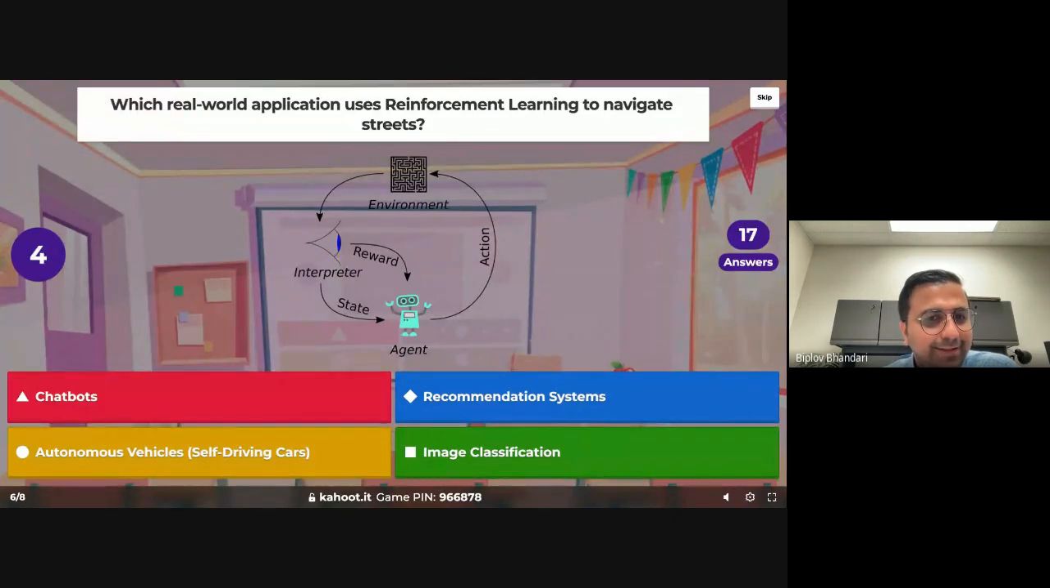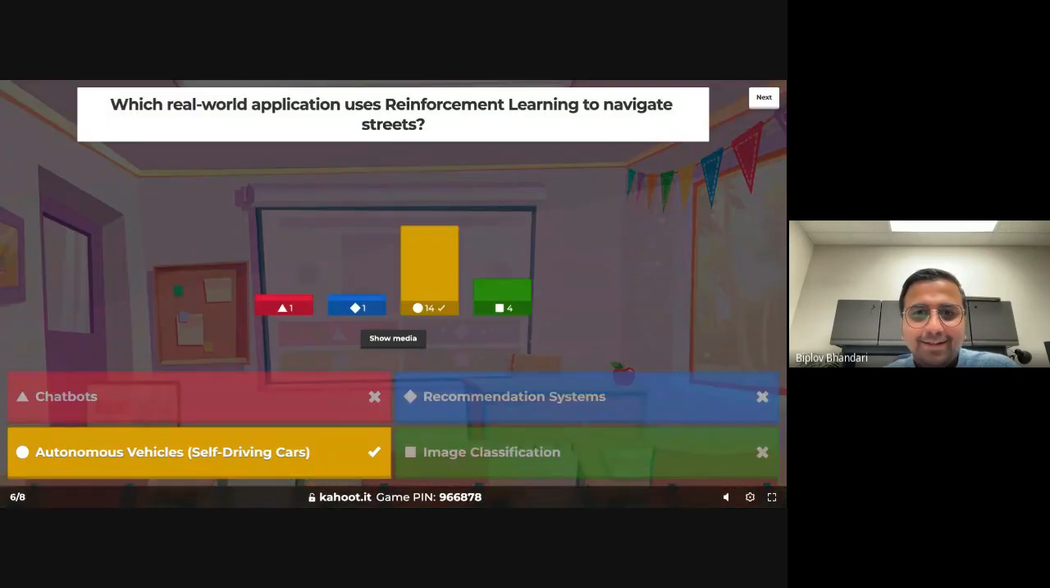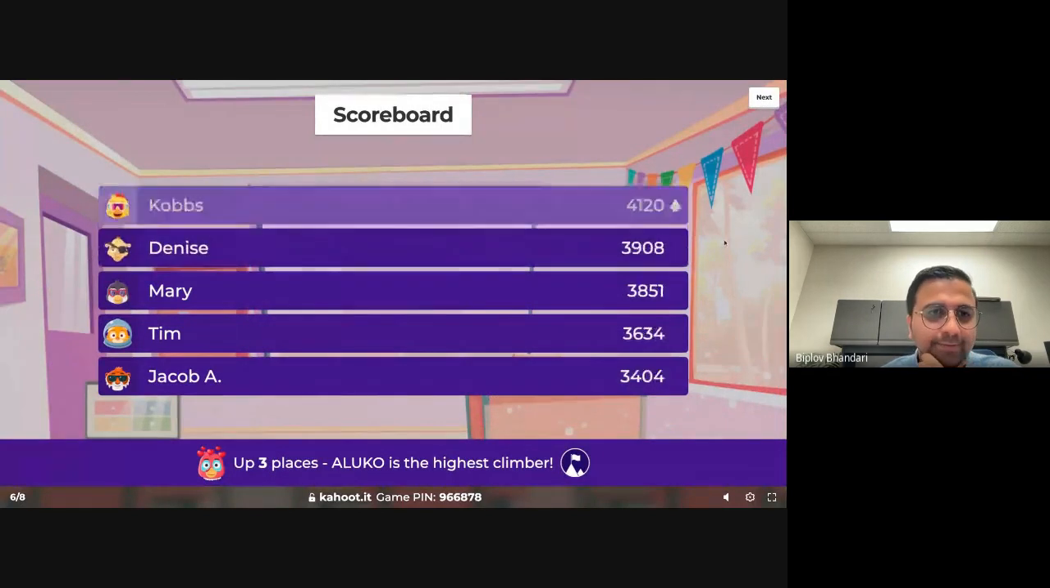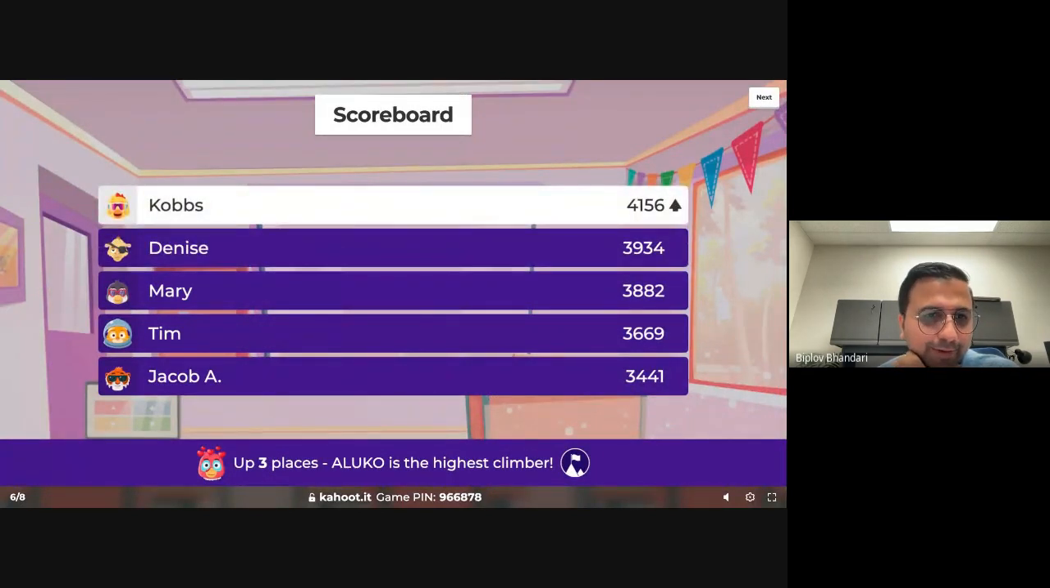Last 5 seconds. Yes, it is the self-driving car. We talked a lot about how the agent is involved, then you give it some environment, it will do some action. Based on that action, you will either give it a positive reward or a negative reward, kind of like how you train a dog, you know. So yeah, most of us got that right. Cobbs climbing up, Dennis at the second, Mary still at third. Aluko is the highest climber. I don't know what the climber is, but okay.